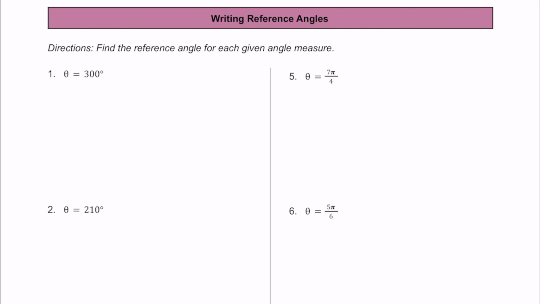Let's practice writing reference angles together. For number 1, we have this angle of 300 degrees. Let's start with the coordinate plane here, where we're going to have 0 degrees all the way to the positive x-axis, 90 for the positive y, 180 for the negative x, and then 270 degrees down here over on the negative y-axis. So where is this 300 degrees going to lie?